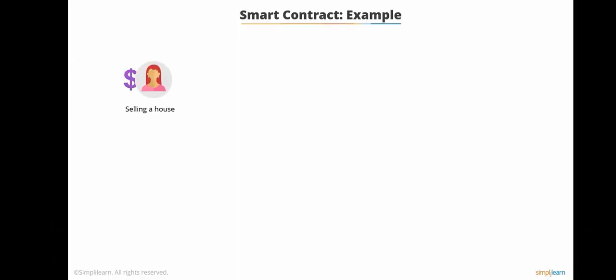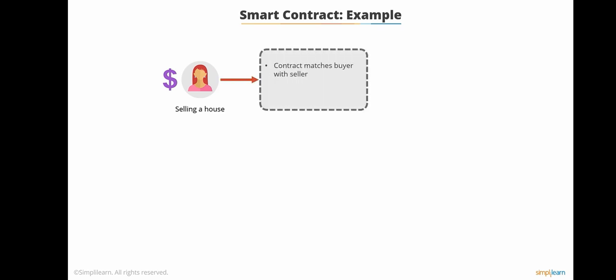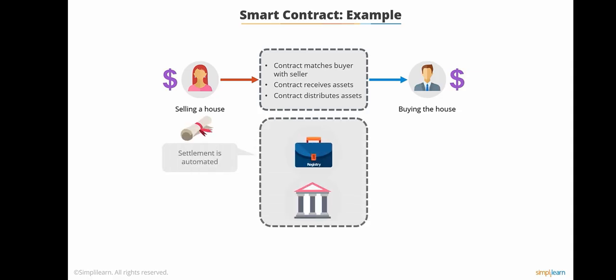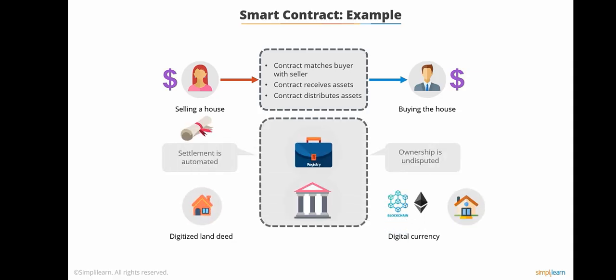Smart contract example. Here we have an example showing the purchase and sale of a house. Once a buyer is matched with a seller, all assets are sent into the contract. The contract then distributes the assets based on certain predetermined conditions agreed between both parties and coded into the smart contract. Thus, the settlement is automated and the ownership becomes undisputed due to the transparency of blockchain.